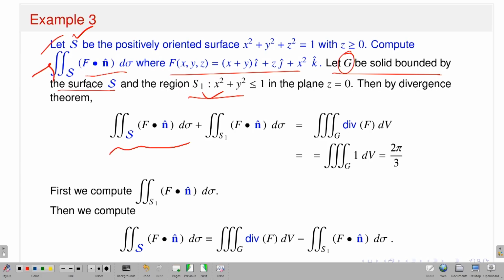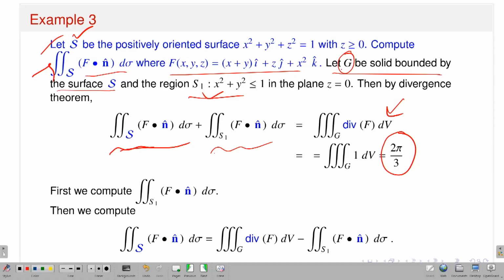So the integration over S plus the integration over S1 is nothing but the integration over the closed surface, whose bounded region is G, which by Gauss divergence theorem is the triple integral of divergence of F dV. Now divergence of F you can easily calculate, which is 1. So I am talking about the region bounded by the surfaces S and S1, which is the region in the upper hemisphere. That means it is nothing but 2/3 pi a cubed, where a is 1. So that means 2/3 pi.